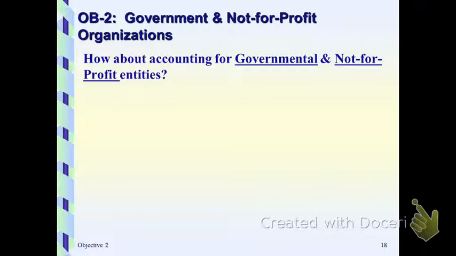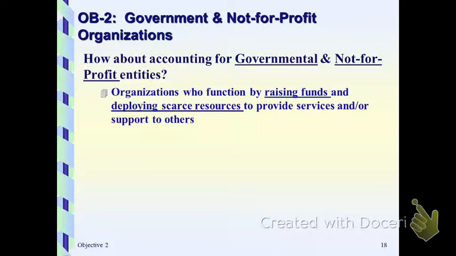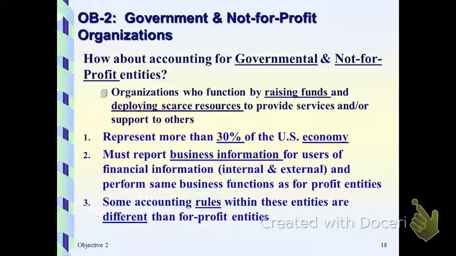Now, we've talked a lot about all these publicly traded companies. How about accounting for governmental and not-for-profit entities? First of all, these types of organizations function by raising funds and then deploying those funds or scarce resources to provide services to others that might not otherwise be provided. These organizations represent more than 30% of the U.S. economy, so clearly they're significant.